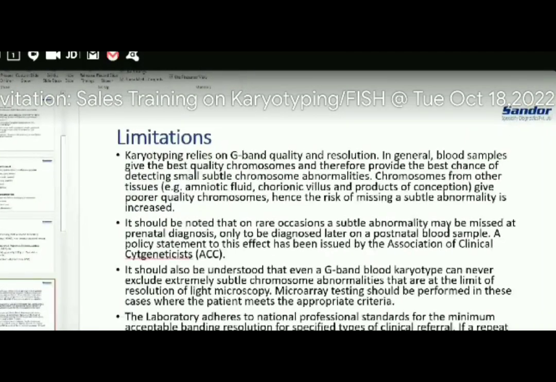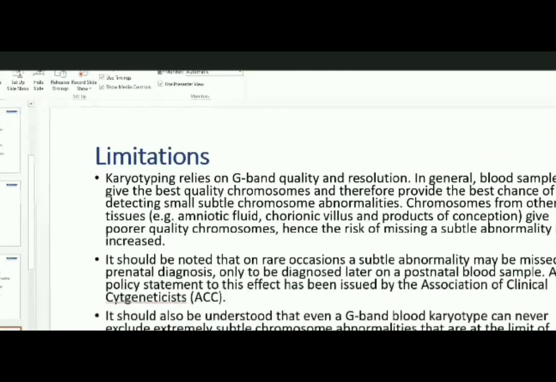And when coming to limitations, we do karyotyping with the G banding technique. There are a number of banding techniques, but with G banding we can give a clear band resolution to the patient. I'll show you in the last slide. I have one band resolution also.